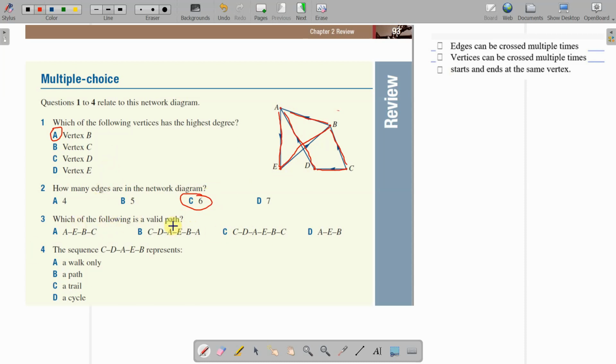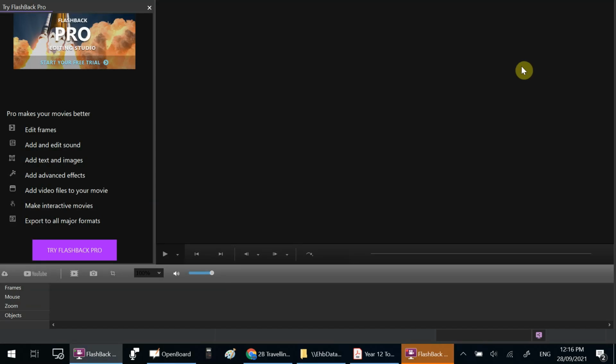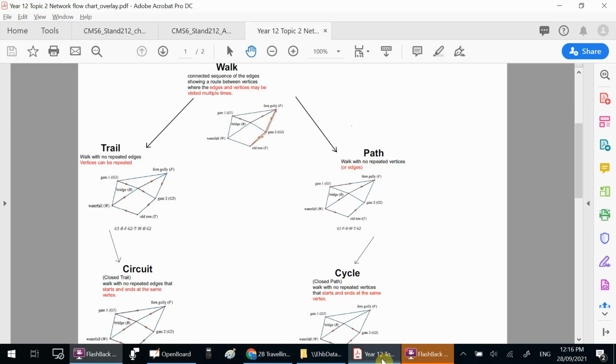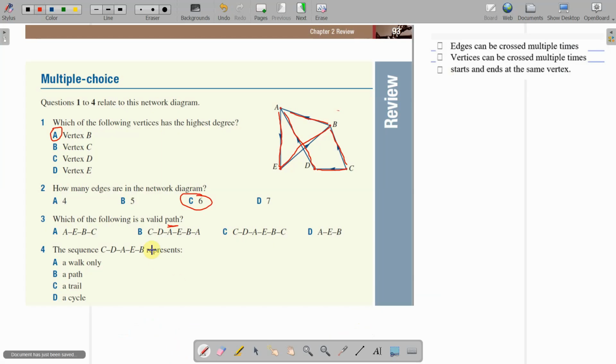Question 3, which is a valid path? Now, just to remind us what a path is, I'm going to go here and look at a path. A path is a walk with no repeated vertices, and edges not repeated either. No repeated vertices or edges for a path. So let's go back. No repeated vertices or edges. Okay, let's have a look.